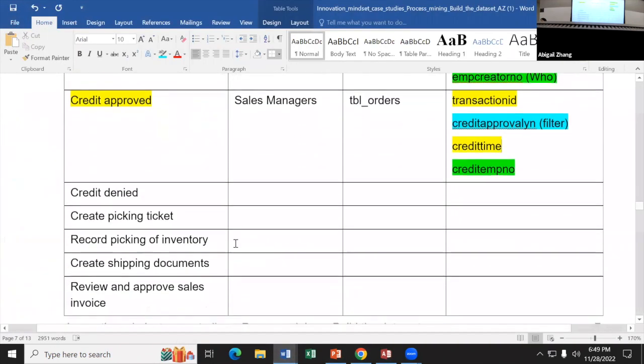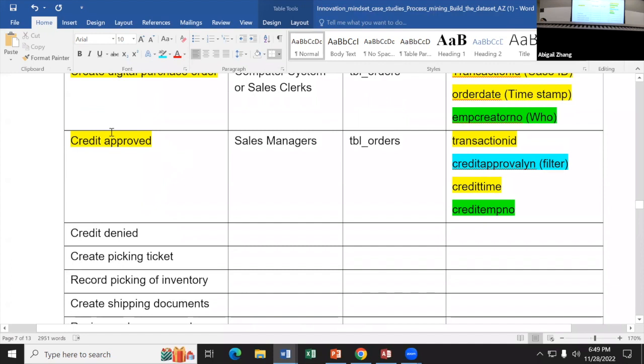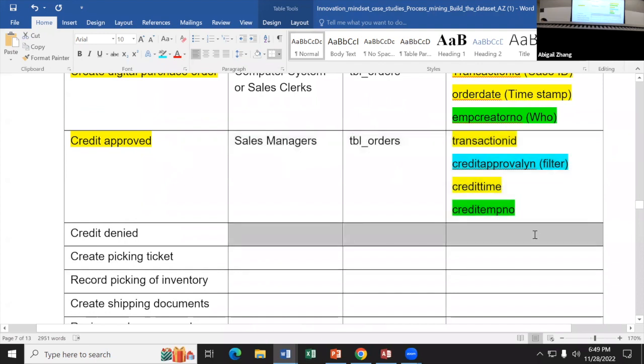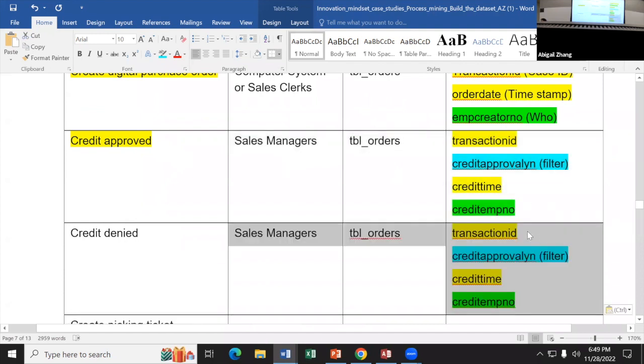So now I want you to follow the same logic. And by the way, I will give you some answers for free. So here, the third activity is called credit denied, okay? So using the same logic, because the credit is either approved or denied, right? That means if for the approved, we are restricting the credit approval to be yes, then for the denied, it's going to be no, right? So then that is to say I can copy paste the same information from here to here, right? So here I give you some answers for free.